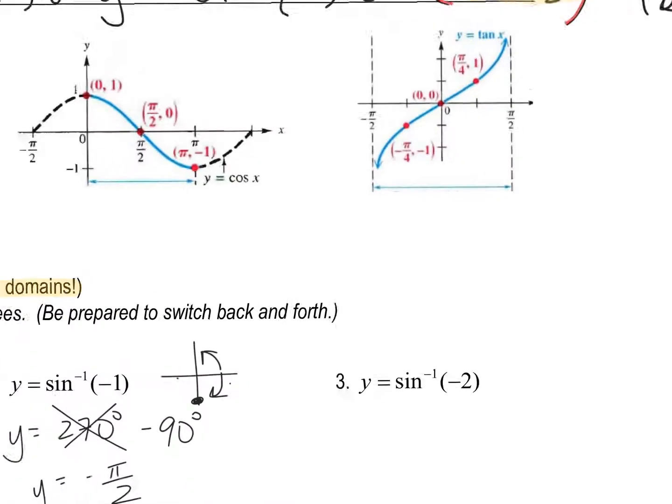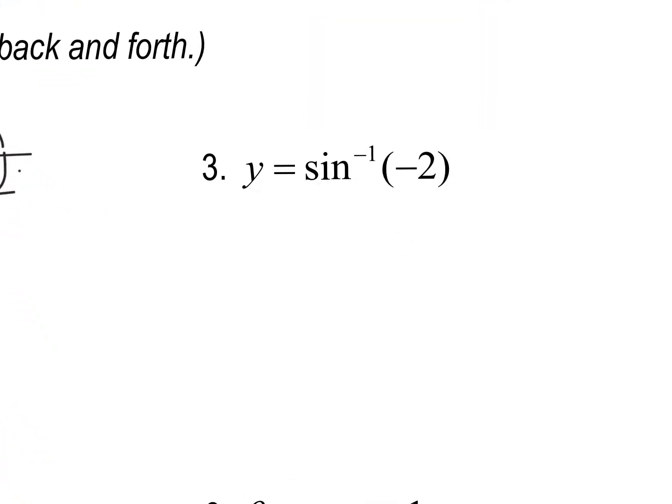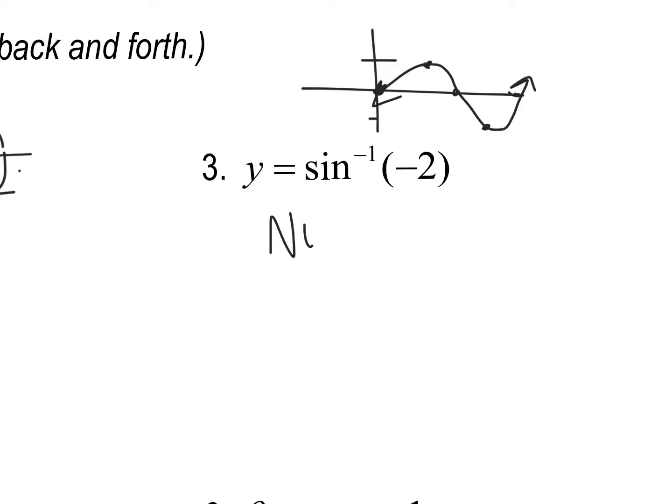Okay, let's do a couple more. Inverse sine of negative 2. So where is the y value negative 2? Okay, if you guys remember what the sine curve looks like, doesn't it bounce back and forth between negative 1 and 1? So does it get down to negative 2? It doesn't, so this is not possible.